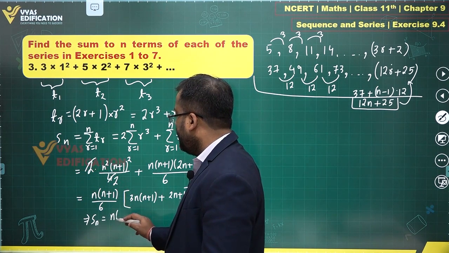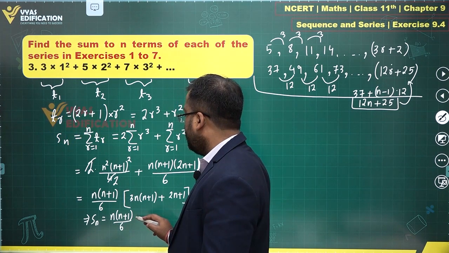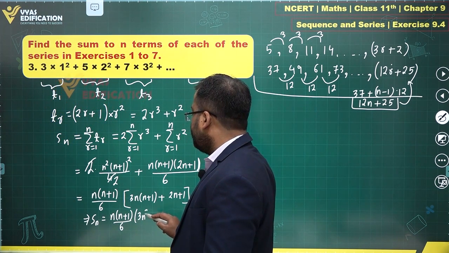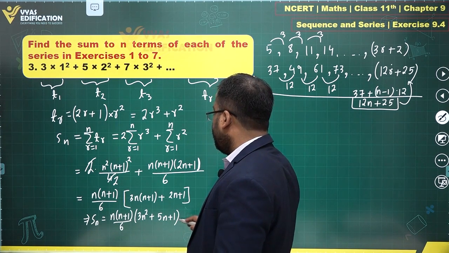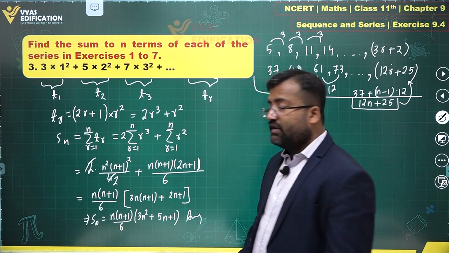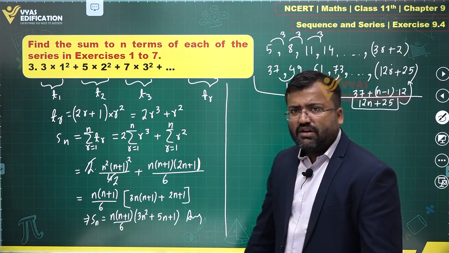So n, n plus 1 upon 6 is okay. This is 3n square plus 3n plus 2n is 5n plus 1, and that is my required answer for this question, as you can see over here. That's pretty simple, not a big deal.